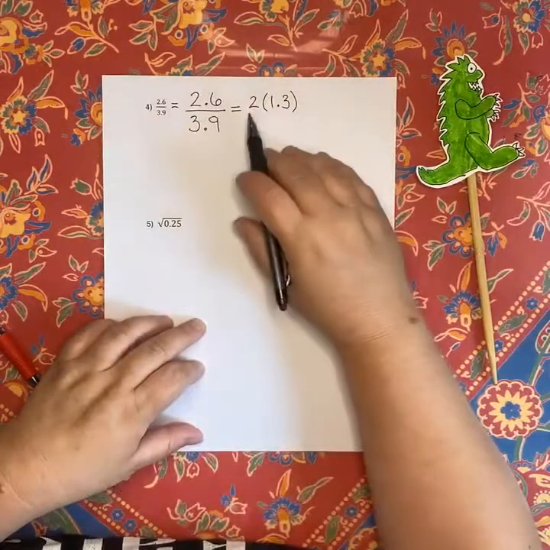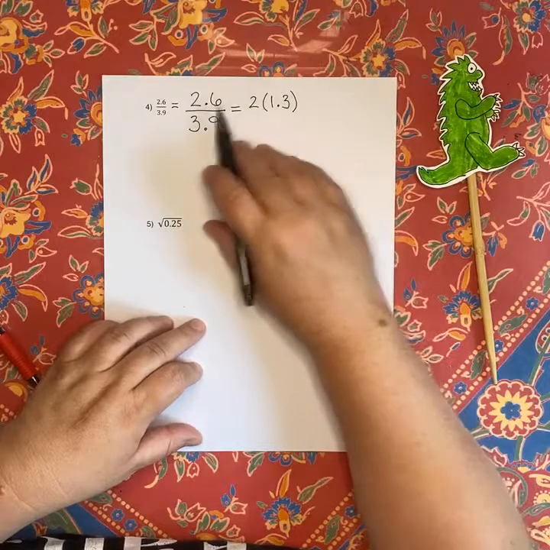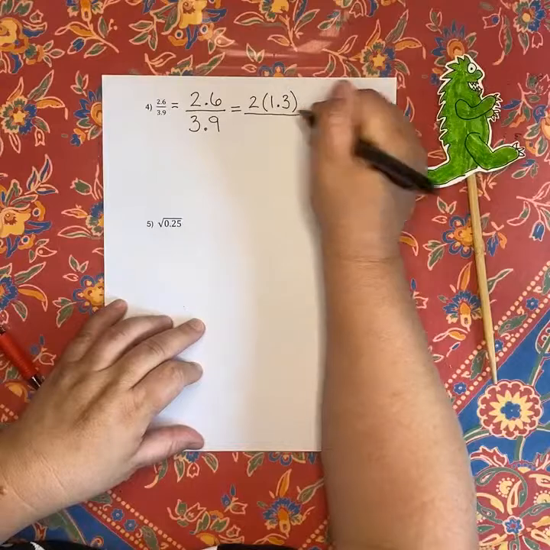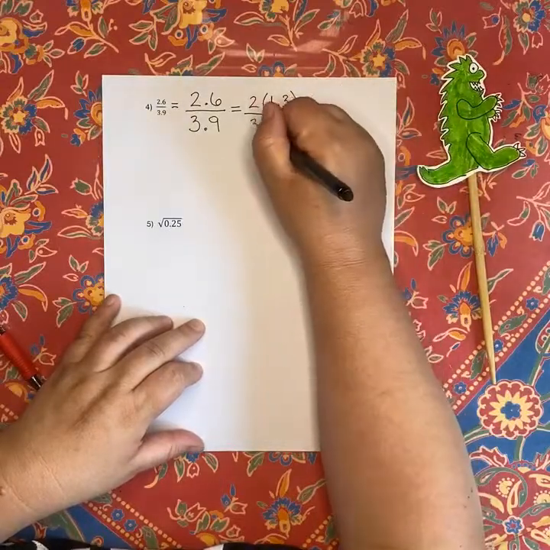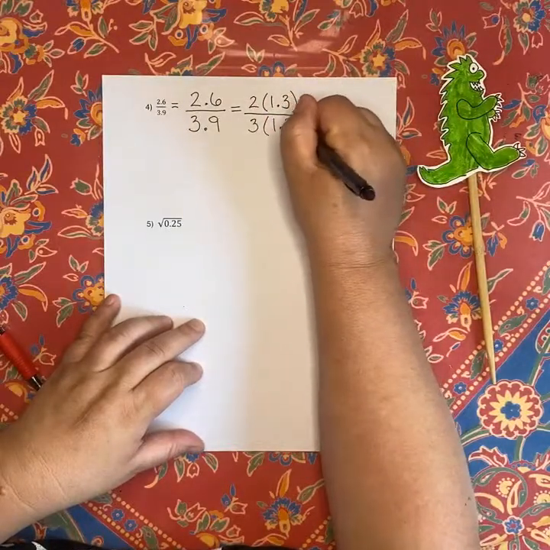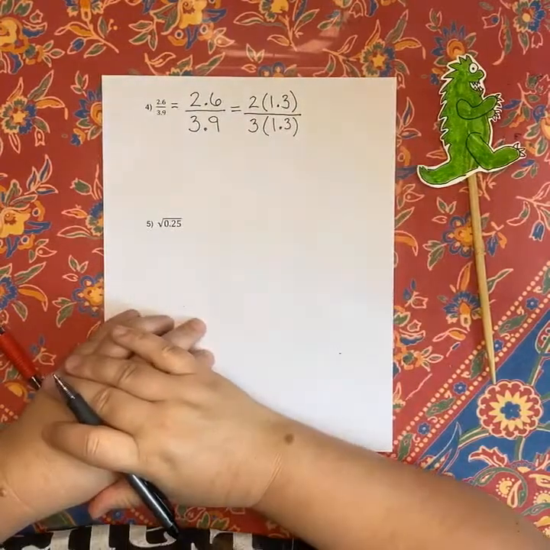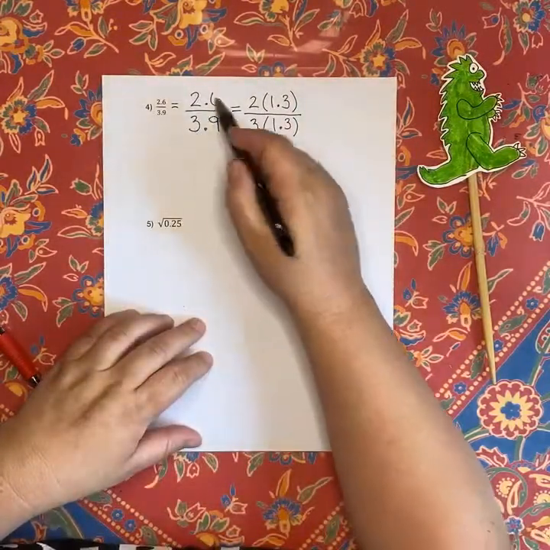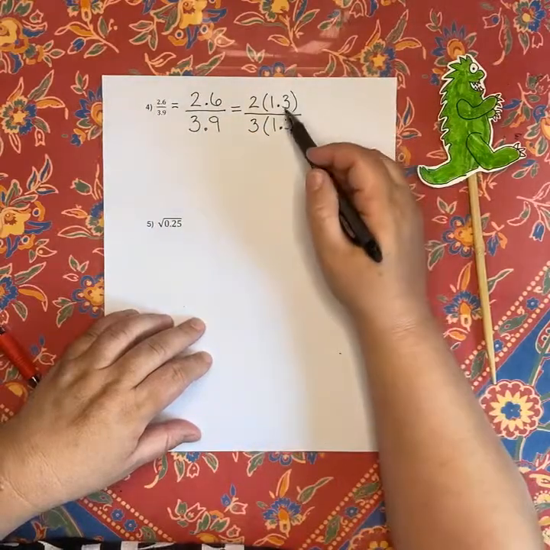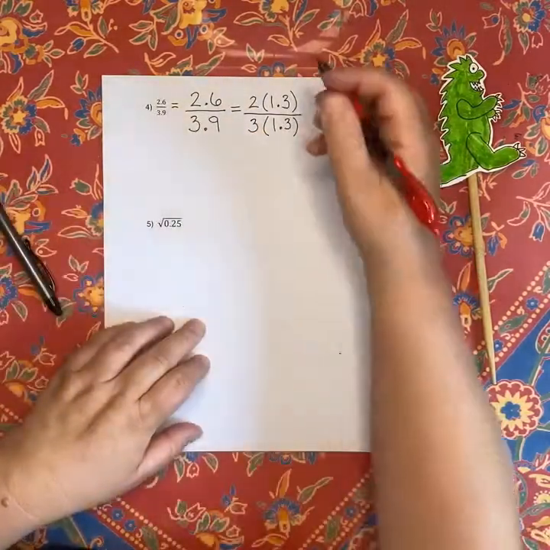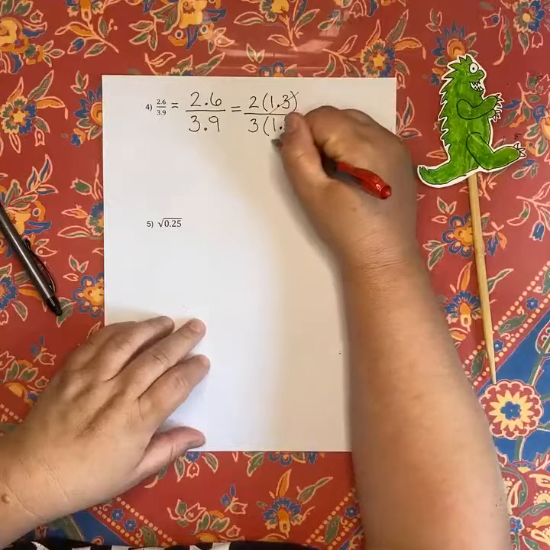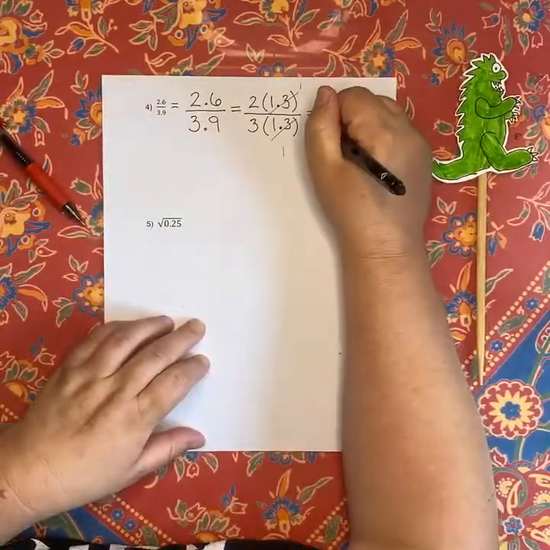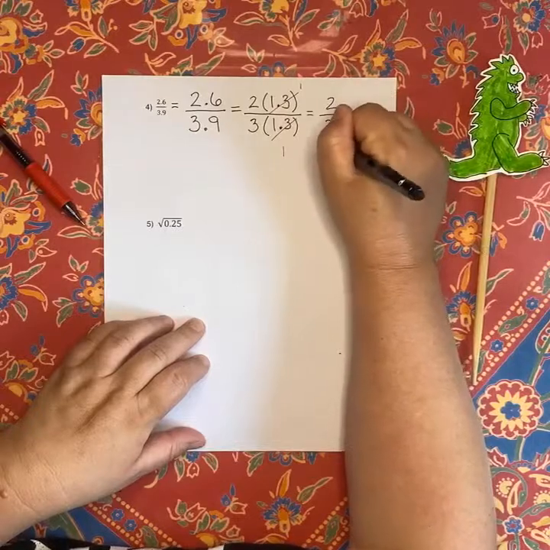2 times 1.3: 2 times 3 is 6, 2 times 1 is 2. And 39, or 3.9, that's 3 times 1.3. The interesting thing is even though these look just like a mess, in fact, they had a lot in common. They had the 1.3s. And when I cancel the 1.3s, I get 2/3.